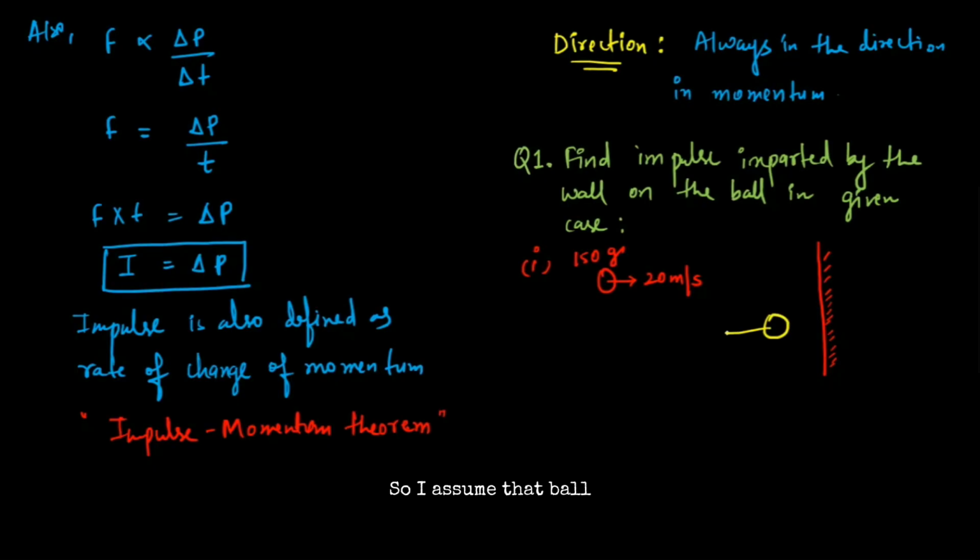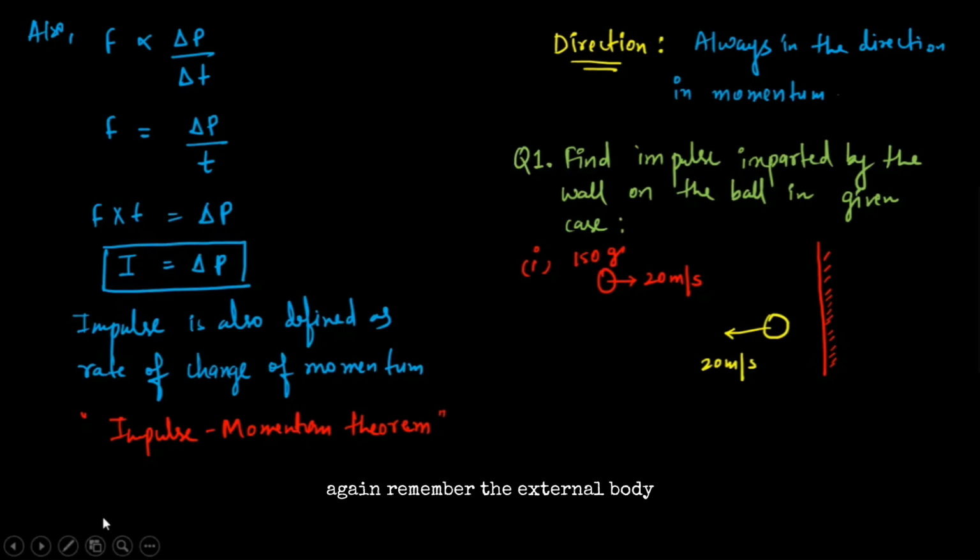The only thing which can happen here is the ball will rebound. So I assume that the ball, the question says, has rebounded with the same velocity in exactly the opposite direction. This is what the question says. So we have to find what is the impulse imparted by the wall on the ball. That is important. How much impulse is the wall imparting on the ball?